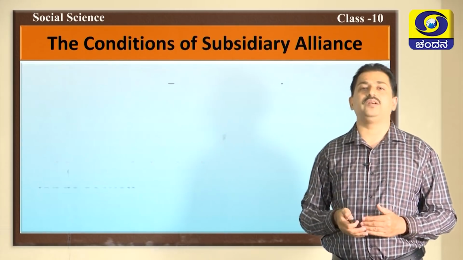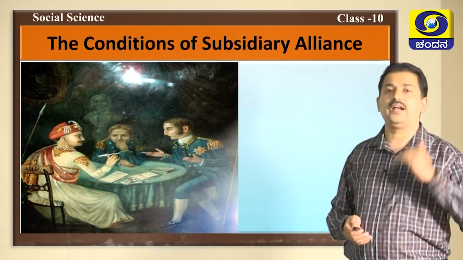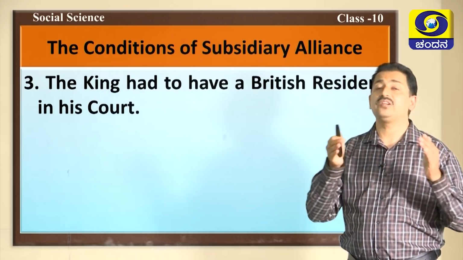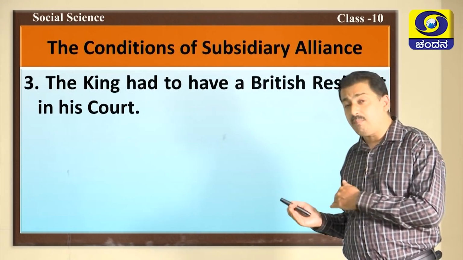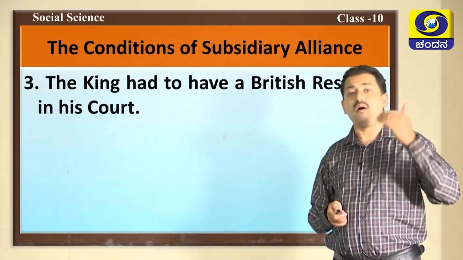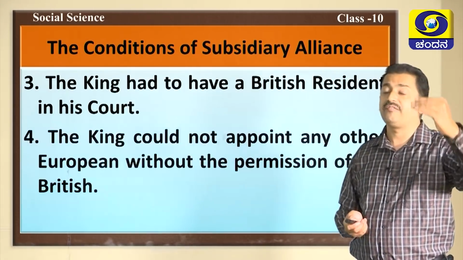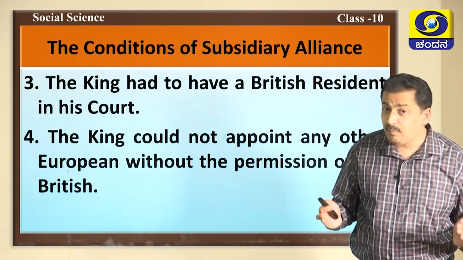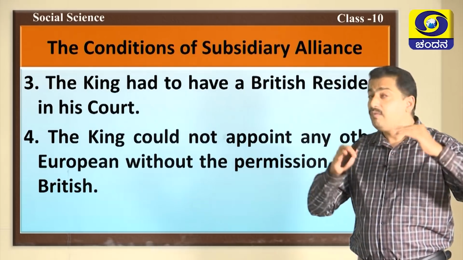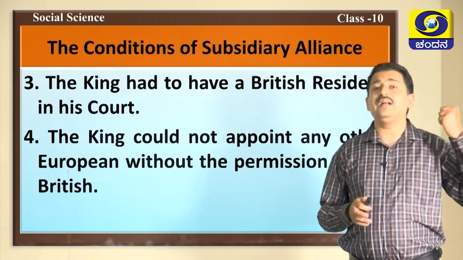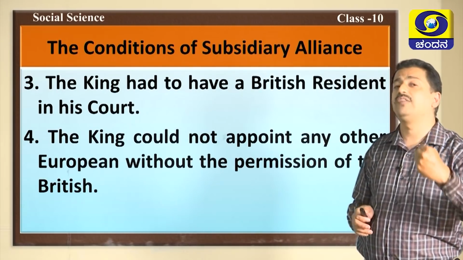In addition to this, the third point I tell you, the king had to have a British resident in his court. The British were appointing a resident to such courts, and he had all the power to interfere in the field of administration of the native ruler. The king could not appoint any other European without the permission of the British. That means they were taking away the autonomous power of the ruler.